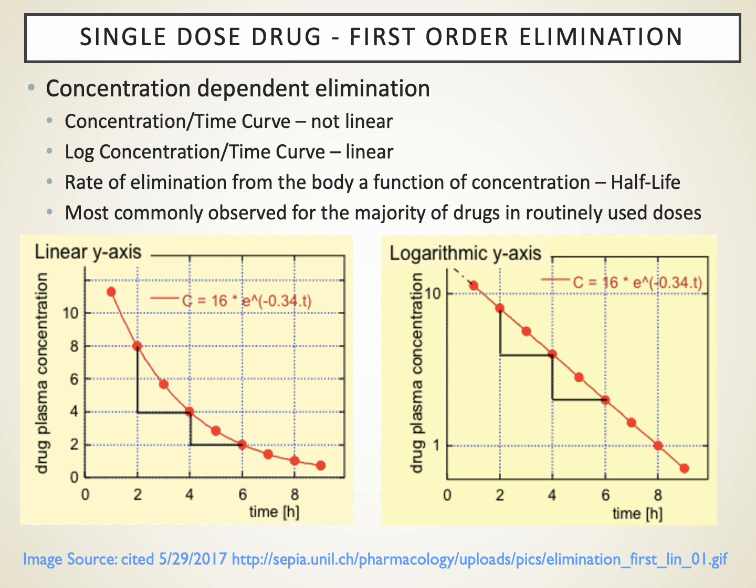First-order elimination, another term for this is concentration-dependent elimination. Here we're looking at how a drug is absorbed in a concentration-dependent way, and usually how a drug might be metabolized, sometimes in a concentration-dependent way, and that would be true if there were an infinite amount of an enzyme available, or at least the amount of enzyme exceeded the need for it. In that case, the more drug that's available per unit time, the more drug that gets metabolized in that unit of time.